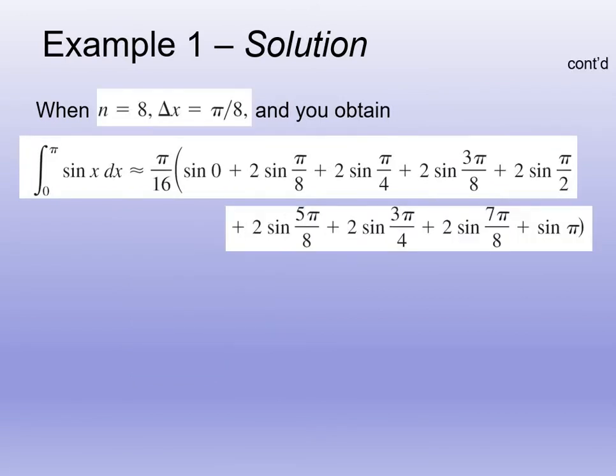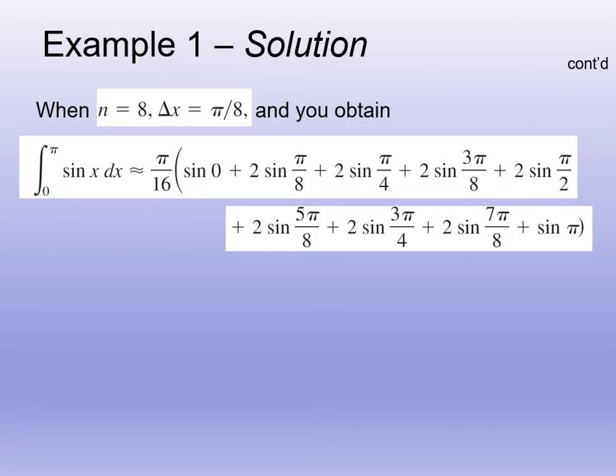So let's do it when n is 8, okay? Remember, it's going to be b minus a all over 2n, so that's pi minus 0 divided by 2 times 8, because now n is 8, so that's why we have pi over 16 in front. And our delta x is going to be pi over 8 now, because it's pi minus 0 divided by n, which is 8. So we're going to do this in increments of pi over 8.